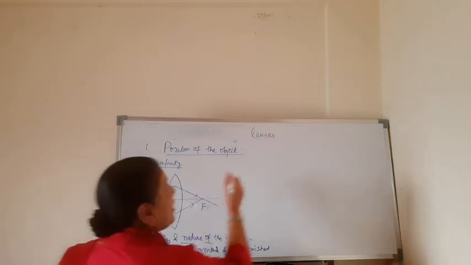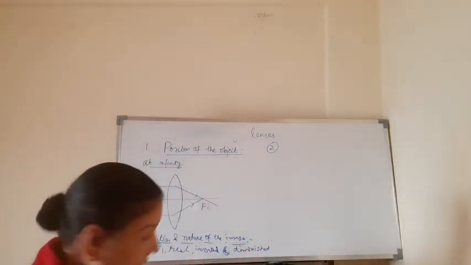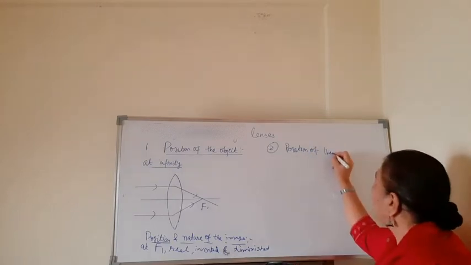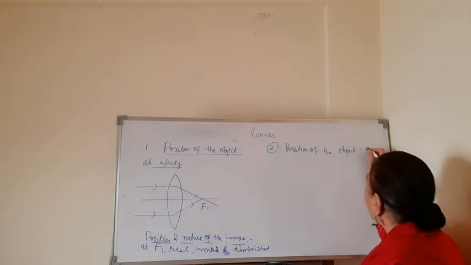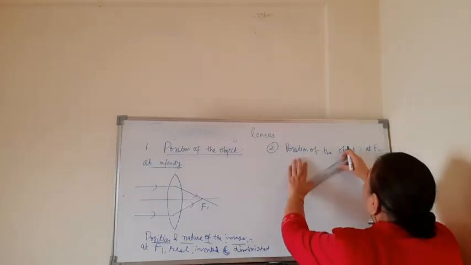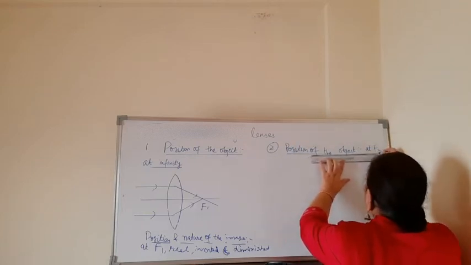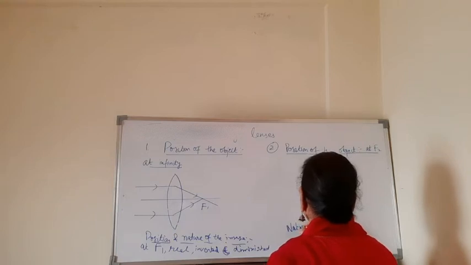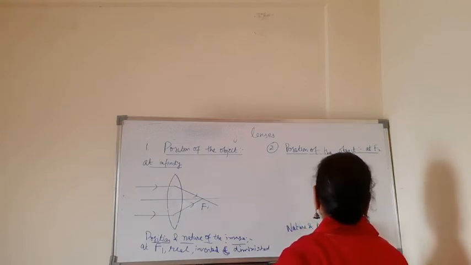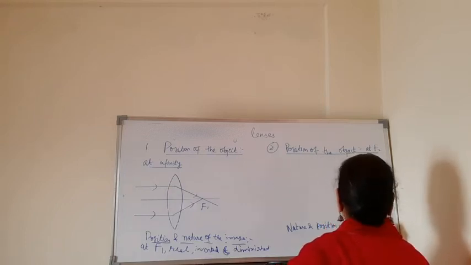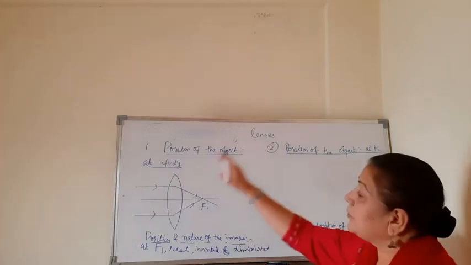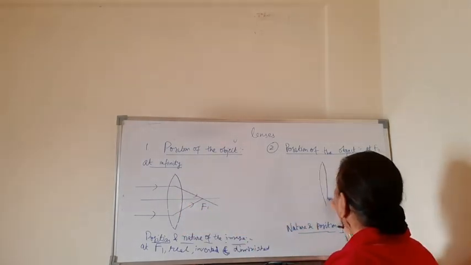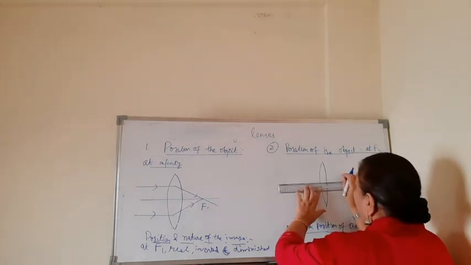What will happen, the second position I'm going to take, when the position of the object is just opposite to that. So here we have the position of the object at F2, the other side. What will happen then? So here the position of the object I have taken is at F2. So I'll write here the nature and position of the image formed. So what will that be? We are going to see this. So when the object is at infinity, the image was formed at F1. So now we'll see what will happen when the object is at F2 of the lens.